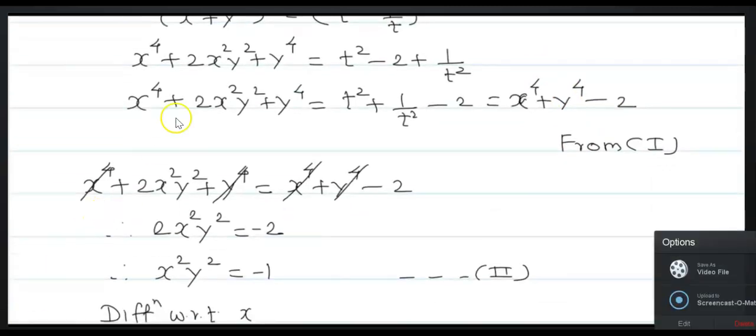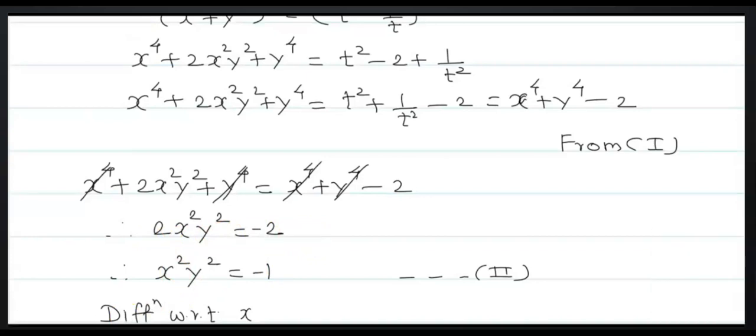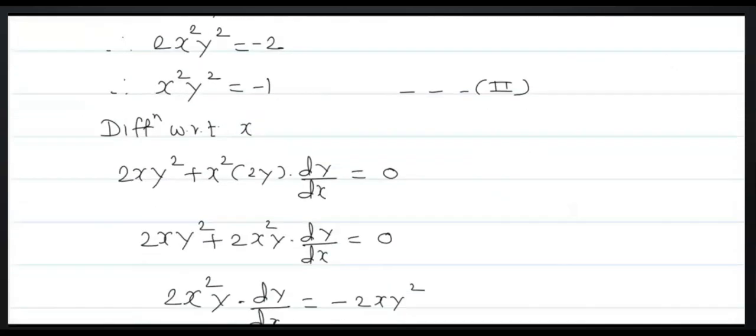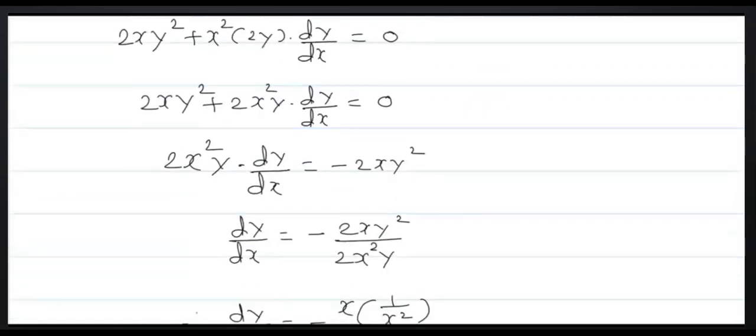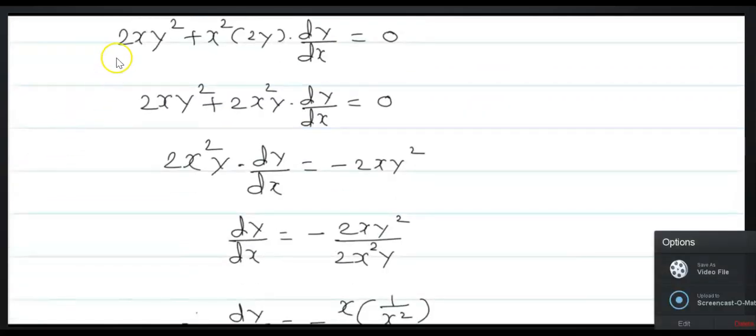Therefore here, if you see, x raised to 4 plus 2x square y square plus y raised to 4, and what is here? x raised to 4 plus y raised to 4 minus 2. These terms get cancelled. Then here you will get 2x square y square is equal to minus 2. Now differentiate this with respect to x. Then you will get 2x y square plus x square, derivative of y square is 2y into dy by dx, is equal to 0.